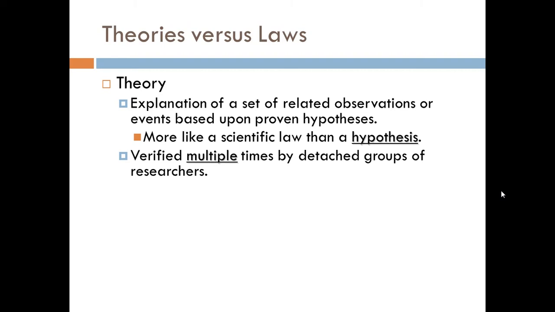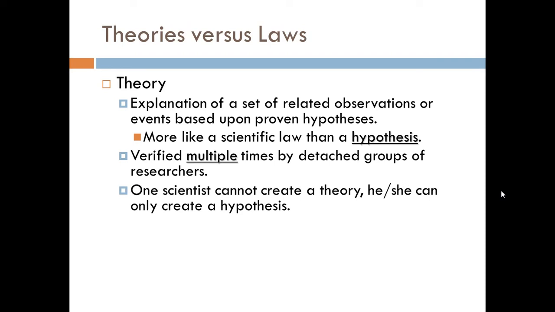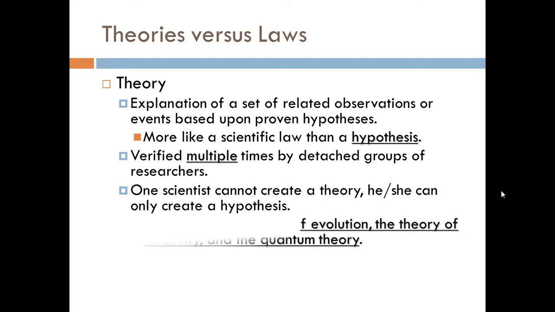It has to be verified multiple times by detached groups of researchers. And one scientist cannot create a theory by him or herself. They can only create a hypothesis about a particular, random thought that they have, and then those hypotheses get combined to become a theory. For example, the theory of evolution, the theory of relativity, and the quantum theory.